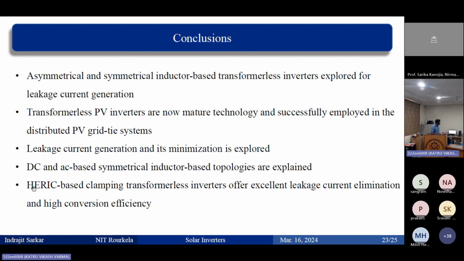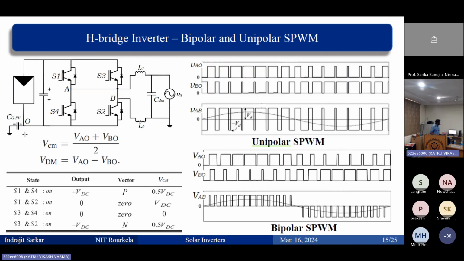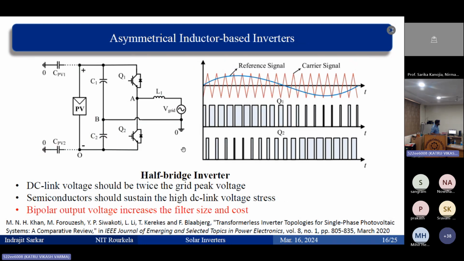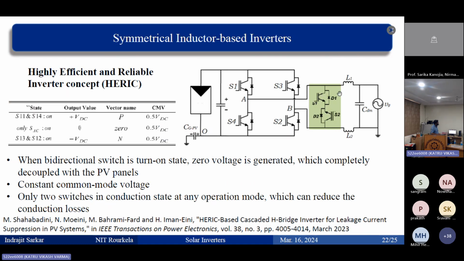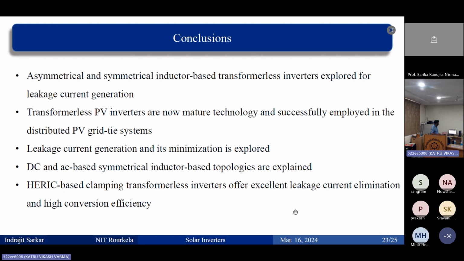DC and AC based symmetrical inductor. So what is a DC and AC symmetrical inductor? This is asymmetrical, and then this is symmetrical. Symmetrical means the inductors are the same, and DC side means these switches are on the DC side, or AC side means the switch is on the AC side, with symmetrical configuration. Those things are explored. Herrick based clamping transformerless inverter offers excellent leakage current elimination and higher conversion efficiency.